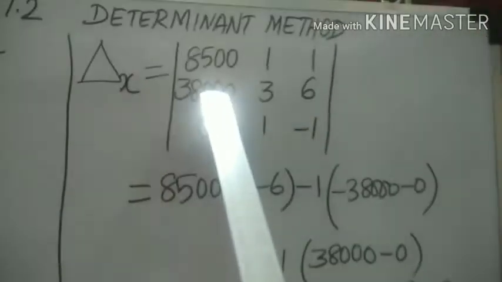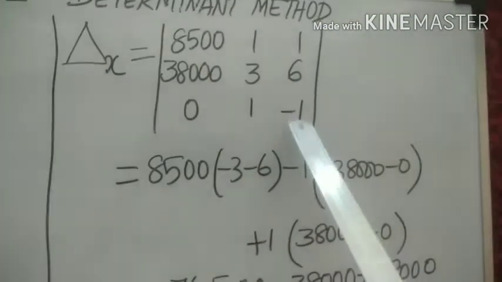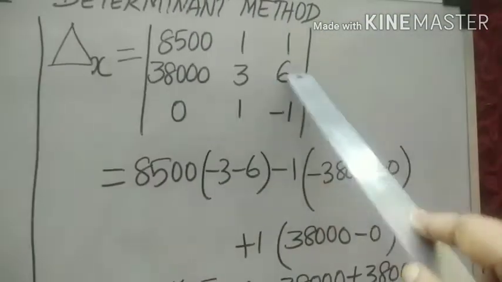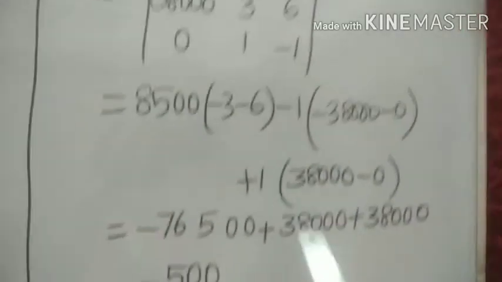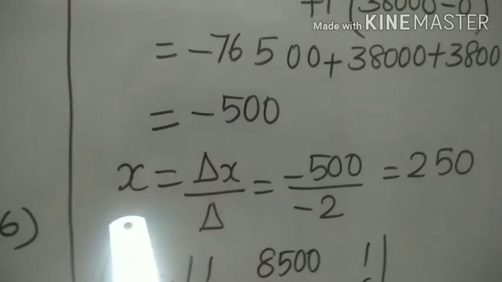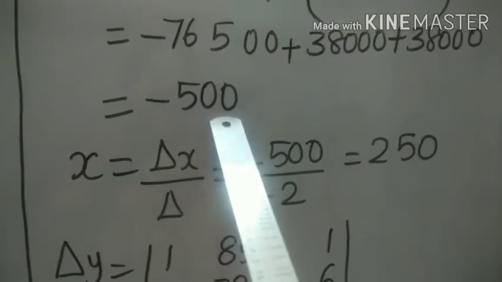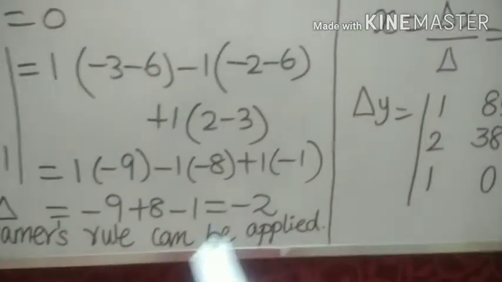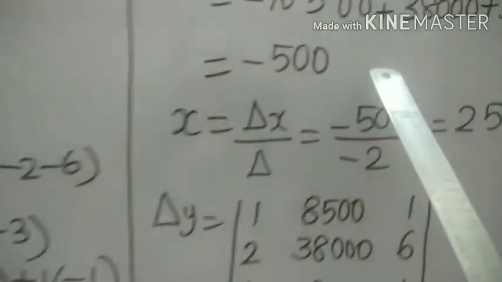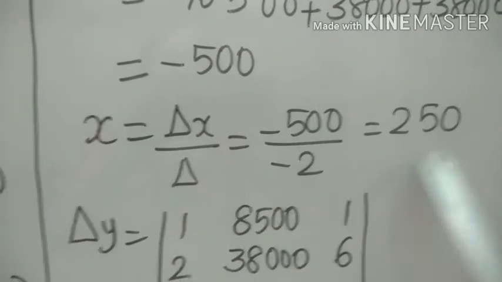So expansion, let us remember plus, minus, plus symbols. Multiply, minus, multiply these two. Same way we do the other things. As I get the answer minus 500, what is the X value? It is del X by del. So minus 500 by the del value, minus 2. So minus 500 by minus 2 gives me 250.